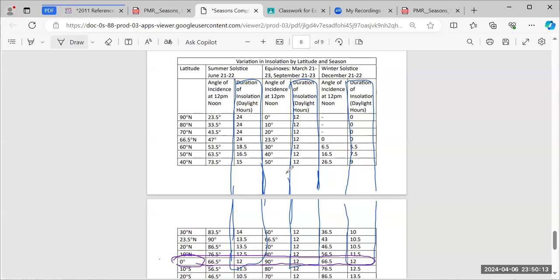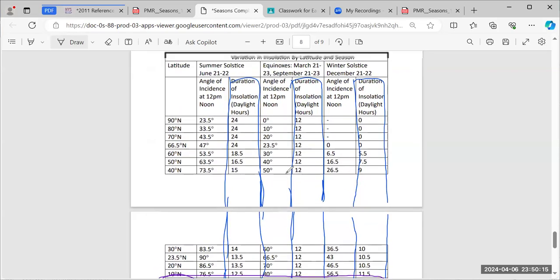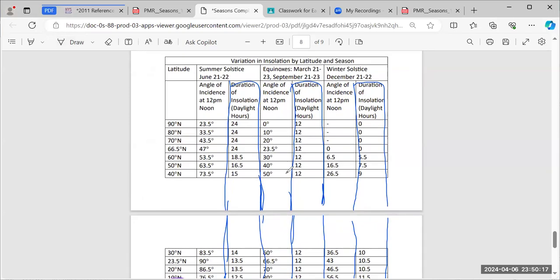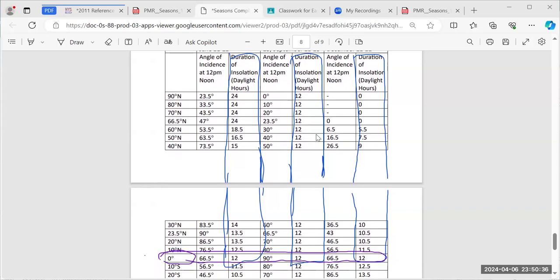And this chart basically shows you, for every latitude, the duration of insolation. I've given it to you for the equinoxes, the winter solstice, and the summer solstice. Look what happens when I scroll to the equator.